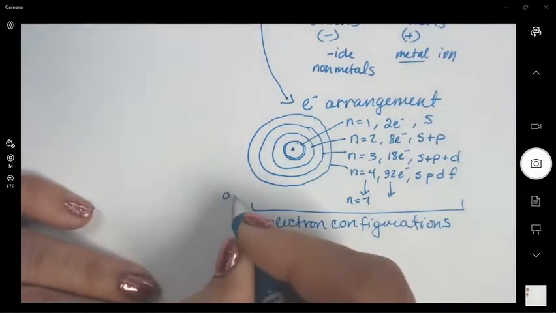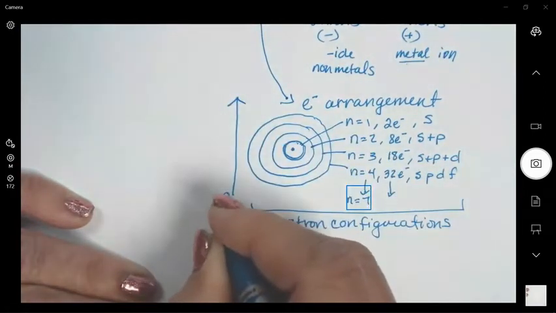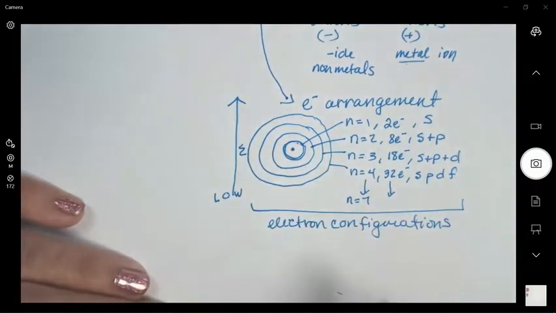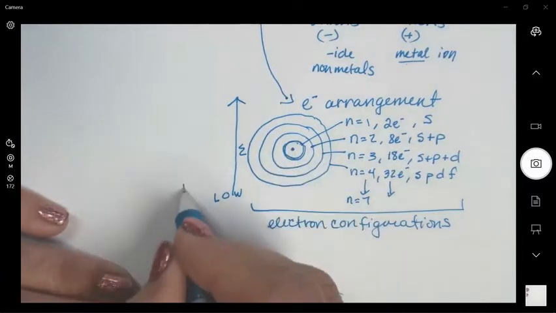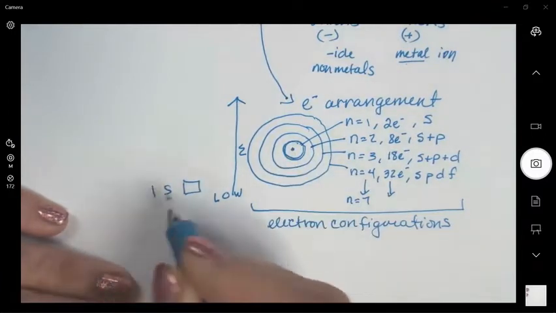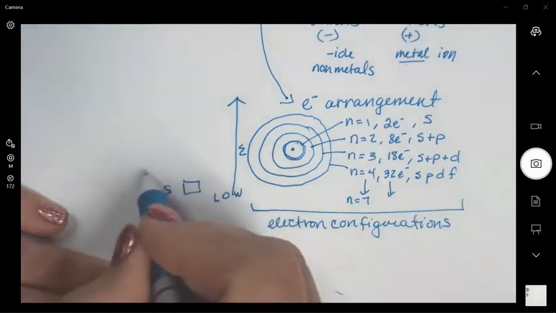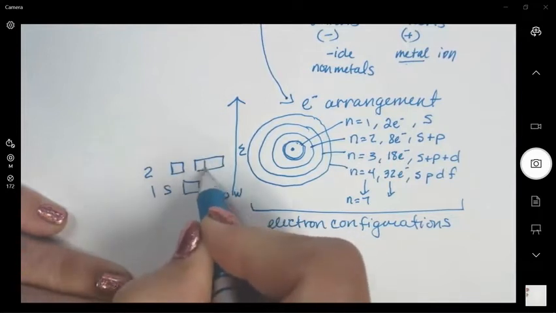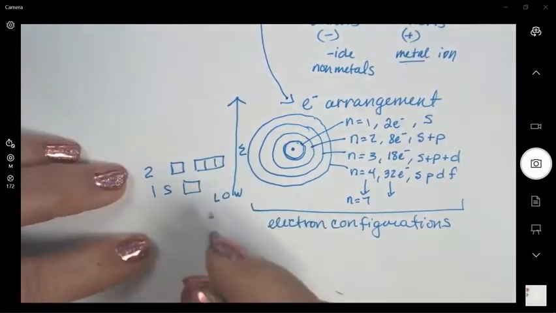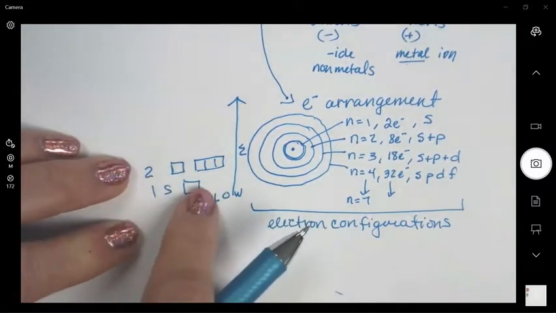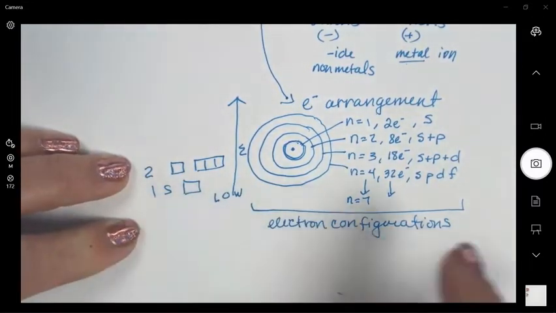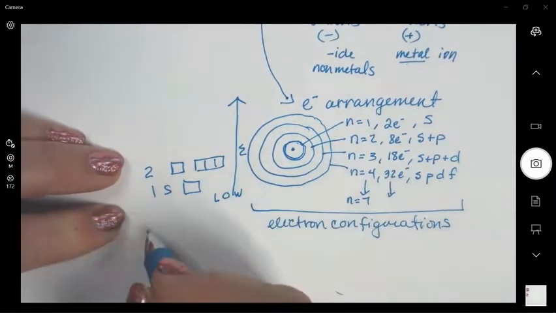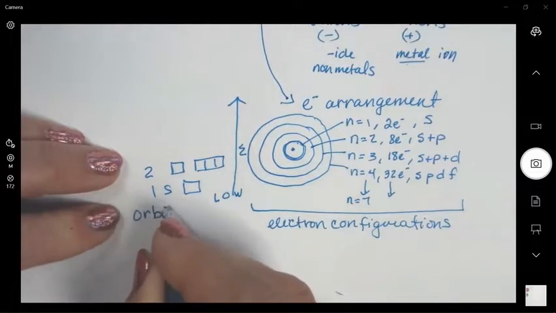So we now have an energy scale, low to high. Well, the closest one is the S. The one S sublevel is the closest one. Then we're at the two, which has the S and the P. So we get these guys. You remember what these guys are called? Orbitals, right? So we did electron configurations and then we started looking at the energy with them. And that brings us to orbital diagrams.